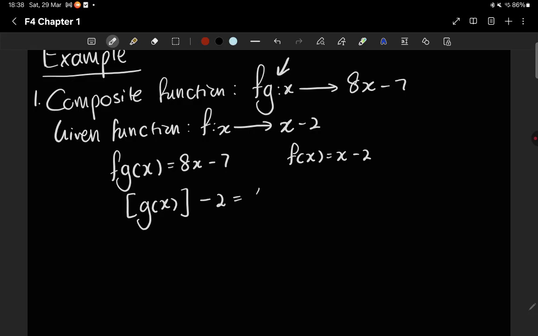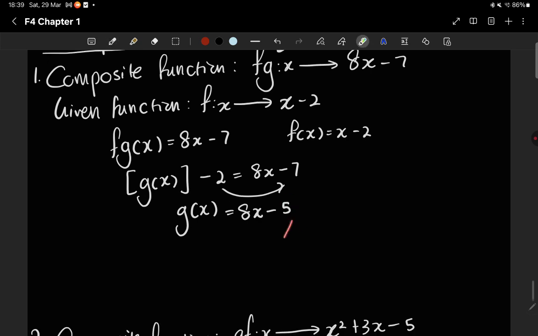Minus 2 is equal to 8x minus 7. See, what I did over here is basically this is the x value. It's in here. So all I did was just sub it in here and made it equal to this entire equation again. So we can solve for g of x, or you could say solving for the x. Okay, so just move the 2 here and we should get 8x minus 5, because negative 7 plus 2 is negative 5. So that's our answer. We found g of x is equal to 8x minus 5.